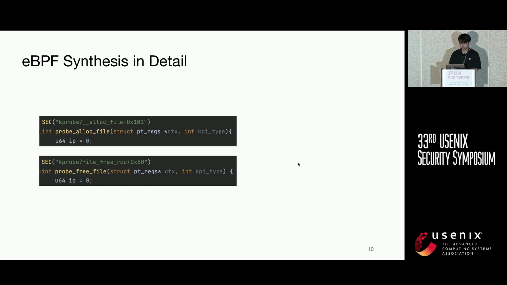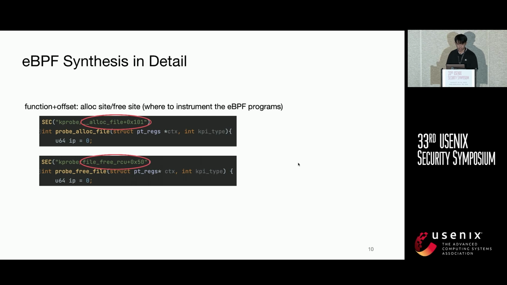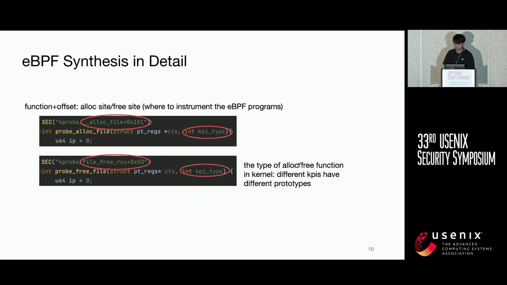And here's how we synthesize the eBPF. We only need two kinds of input. The first is function plus offset. It's actually the allocation side and free side, and it's where we instrument eBPF programs. The second is KPI type, which is the type of allocate and free function in the kernel. Different KPIs have different prototypes.